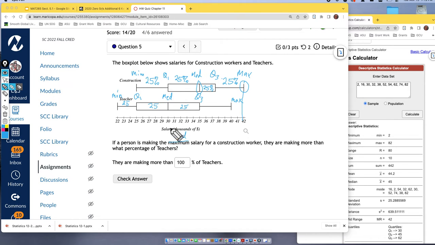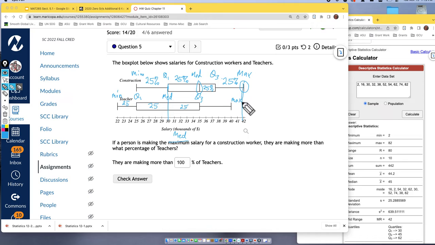So then why would it have to be 50%? Well, the first quartile is right here, and notice that's... So 50% of the teachers make less than that. Okay. So that's kind of the way to think of it. I still feel as though it should be like 50% then, but I guess I might be overcomplicating it.